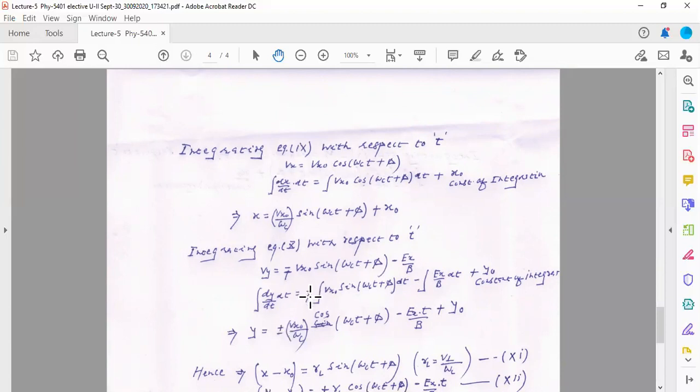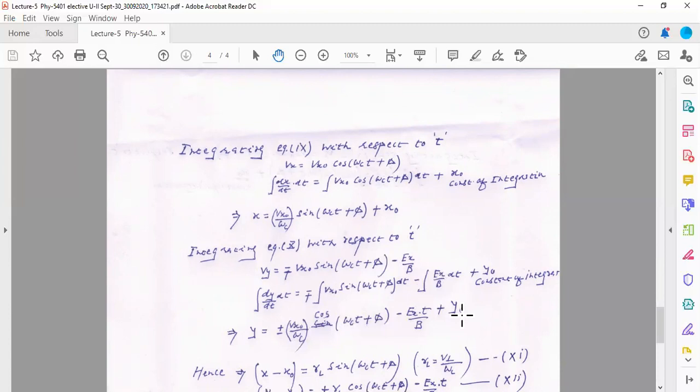If you take a minus sign and there is a minus because of the integration term, there comes a plus. If you take a plus sign here and because of the integration there is a minus, the sign is inverted, and you see it's plus or minus. Vx0 times 1 upon omega c will appear because of this integration term, cosine of omega ct plus phi. This is the integration with respect to t, so it is Ex over B plus y0.